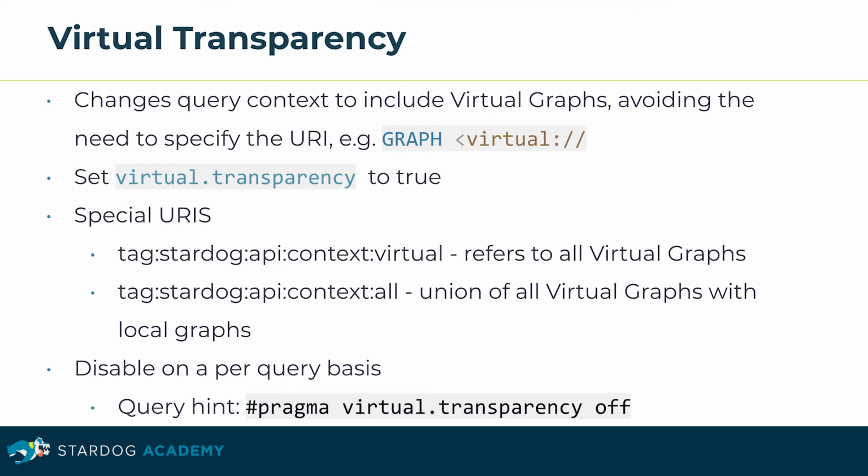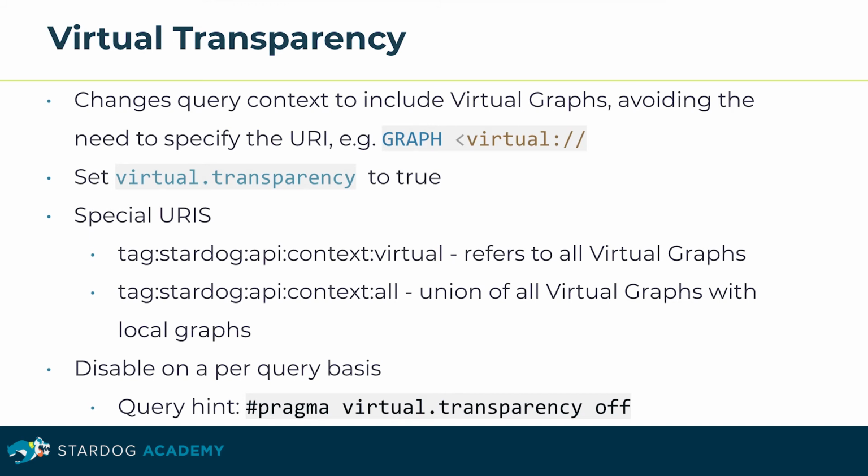Now, specifying that graph keyword requires us to continuously think about where particular parts of our graph are in relation to the virtual sources that serve them. And so to address that, we've added a feature called virtual transparency. And that avoids having to specify that graph stanza and virtual URI in our particular queries. Now we turn this on with a virtual transparency database property that you have to set to true. And we are given a couple of utilities to mix this in and take advantage of it.